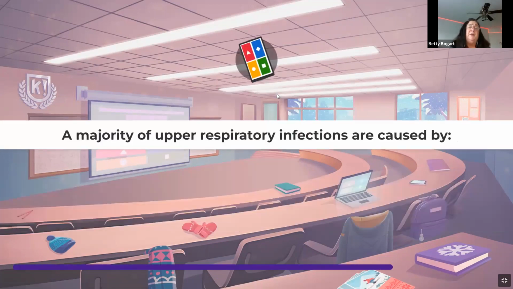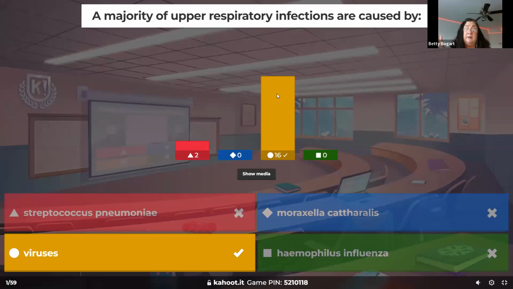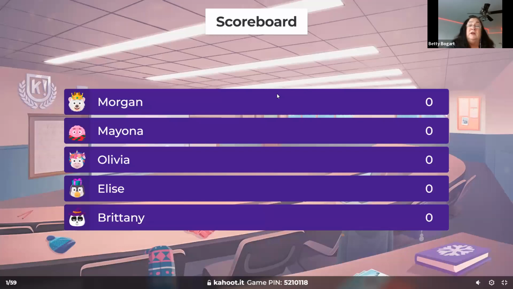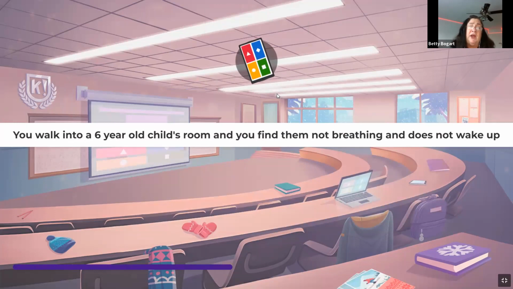A majority of upper respiratory infections are caused by what? Viruses. Viruses is number one cause. That's why you get Tylenol and Motrin and they send you home. Drink plenty of fluids. You walk into a 6-year-old child's room and you stop breathing and does not wake up.